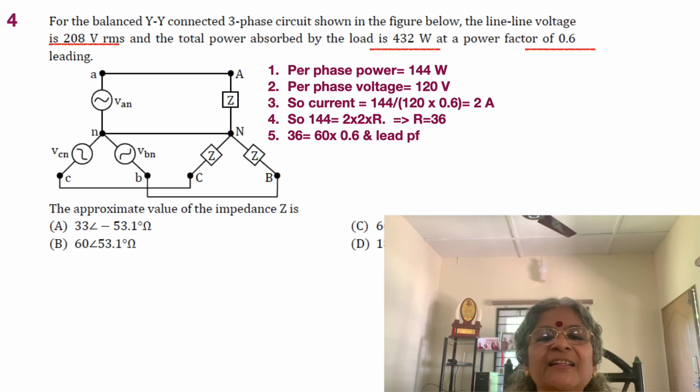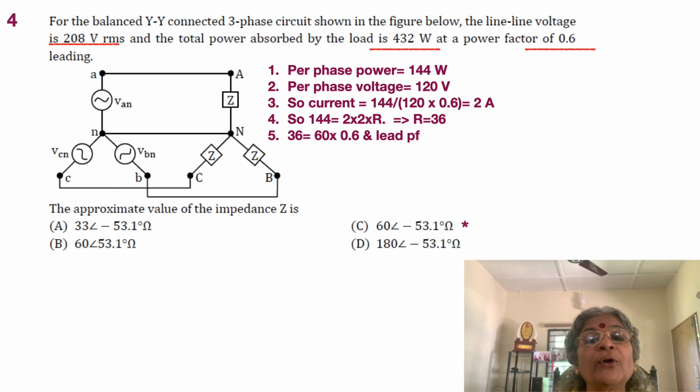Why are we interested in this 120 volt? Because the total power absorbed by the load is 432 watts. If the entire load absorbs 432 watts in a balanced system, each of the loads will absorb 432 by 3, which is equal to 144 watt.